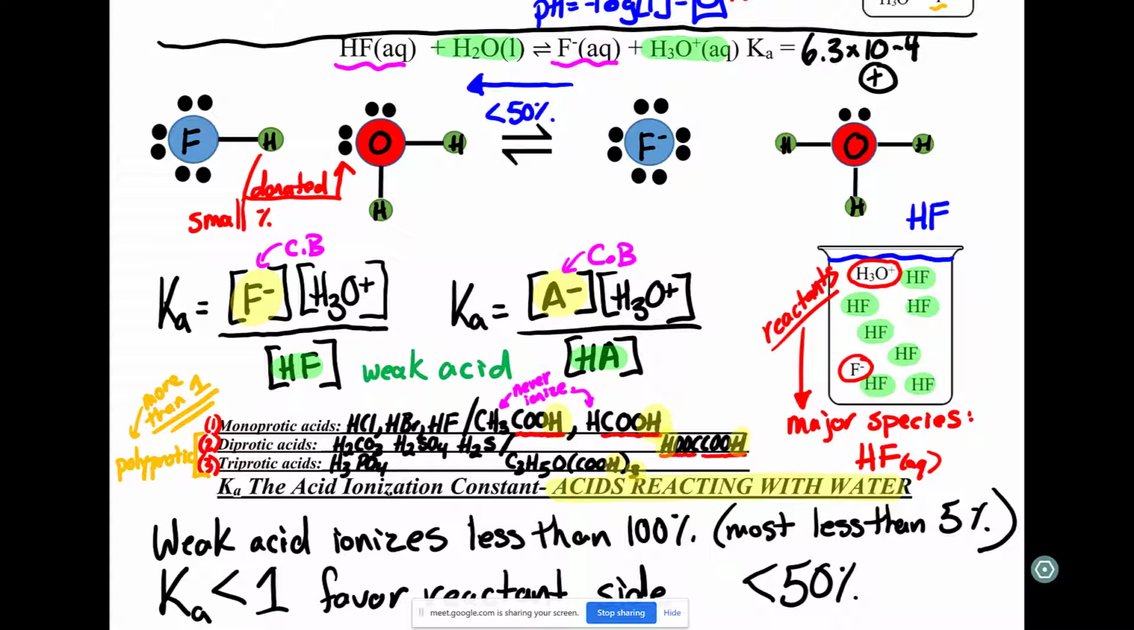We just have to fill in those blanks with HA, which is generic, and A minus, which is generic. The first one being the weak acid, and the second one being its weak conjugate base.